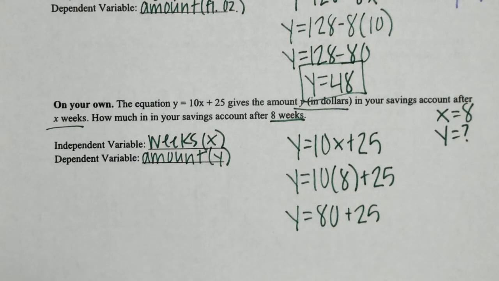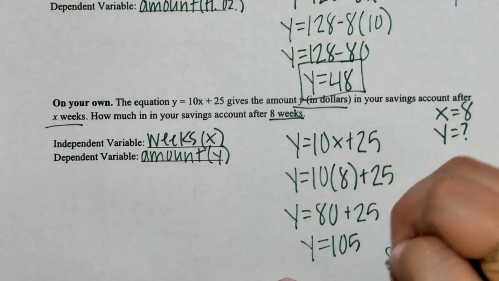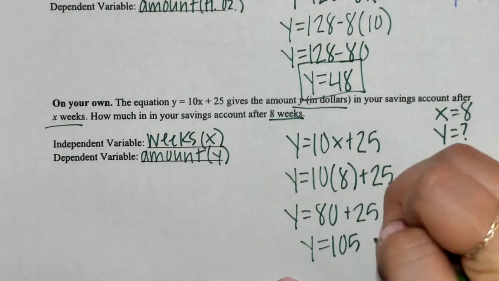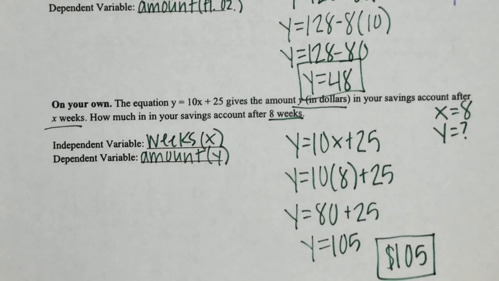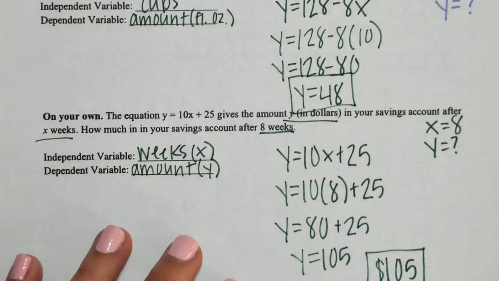So what is our final answer? Yes. Y equals 105. Yep. Good. You'll find out once you get to the homework.